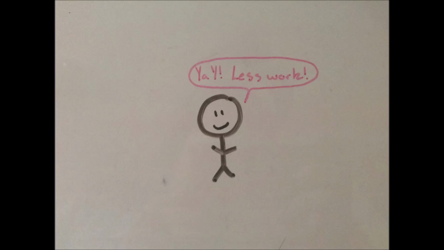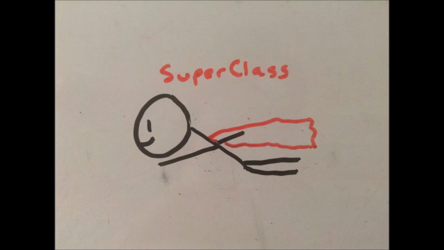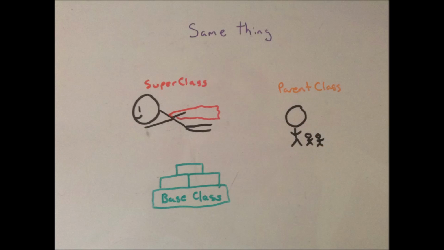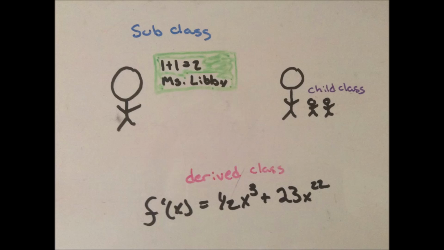This makes programming easier because you can reuse your previous code. It also allows for something called polymorphism, which will be covered in a later video. The class that is used as a basis for defining a new class is called a superclass, or a parent class, or even a base class depending on who you're talking to. The new class based on a superclass is called a subclass, or a child class, or a derived class.